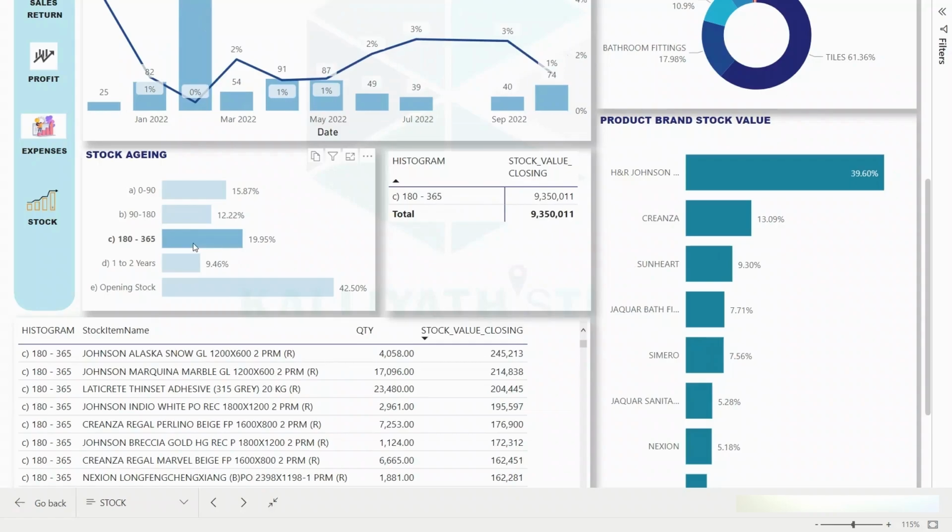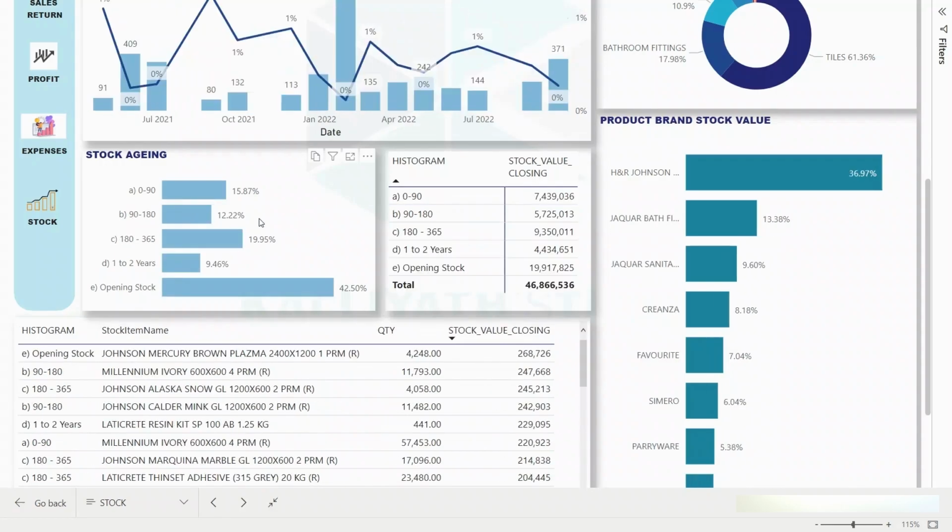The goal of inventory analysis is to minimize the cost of inventory while maximizing the company's ability to meet customer demand.